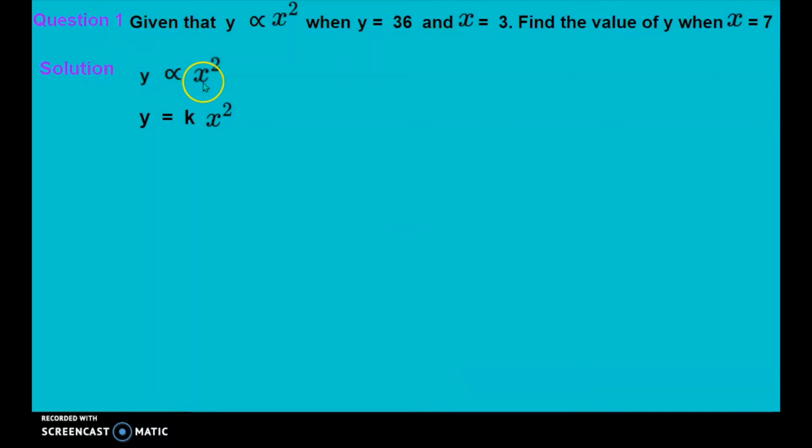We know y varies with x squared. When you replace the proportional sign with the equal sign, you'll end up with the equation y is equal to k times x squared. Our first step, we need to find k by substituting the values for the variables given into the equation above. We're going to substitute y equal 36 and x equal 3 into this equation.